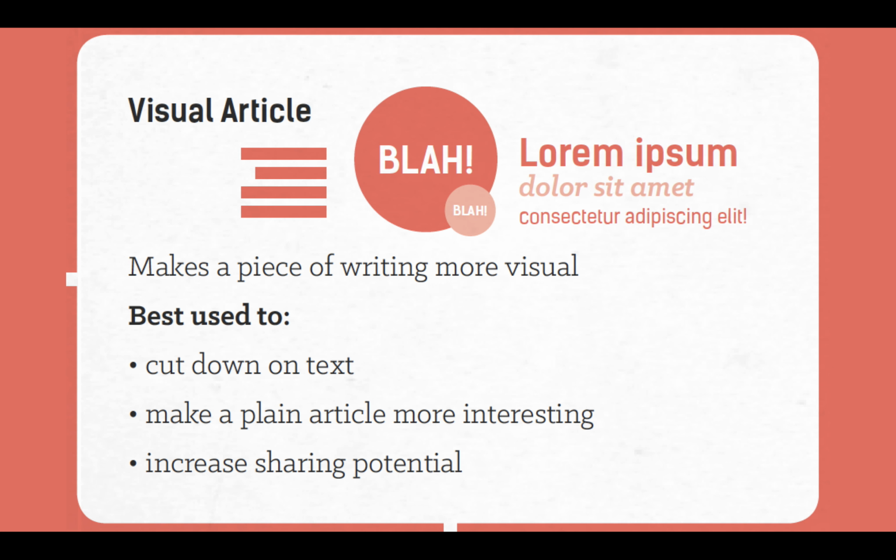The first one is visual article. That is an infographic that makes a piece of writing more visual. So basically it's regular article text with more visuals than normal. It is best used to cut down on text, make a plain article more interesting by giving it visual variety, and it helps to increase the sharing potential from those points above.